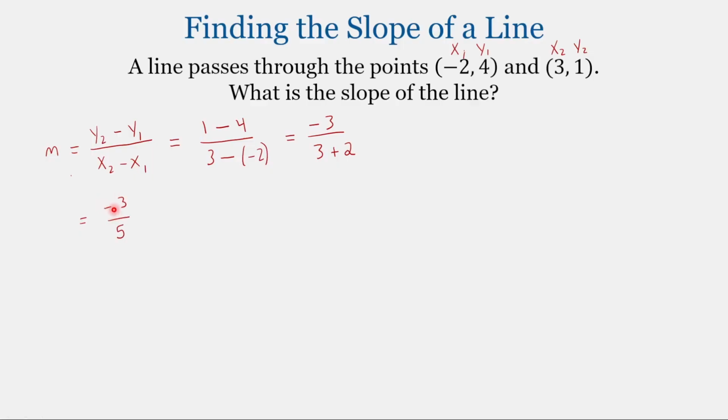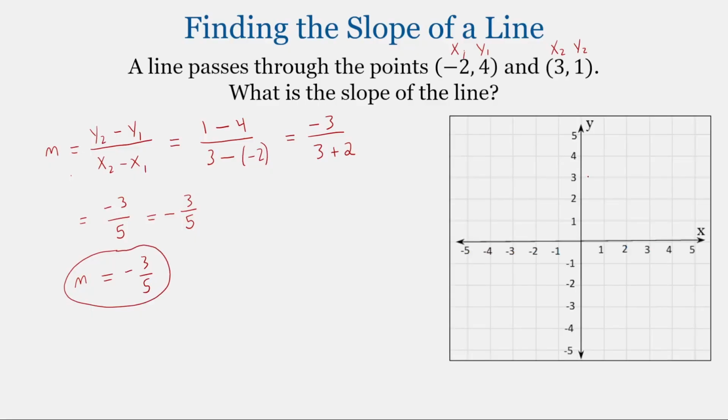Now you can leave the negative sign in the numerator, like I have here, so -3 over 5. But you can also write this with the negative in front of the fraction. So the answer to this question, our slope, is equal to -3/5. I'll go ahead and circle that answer.